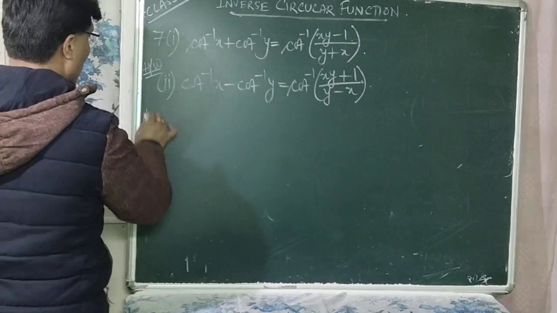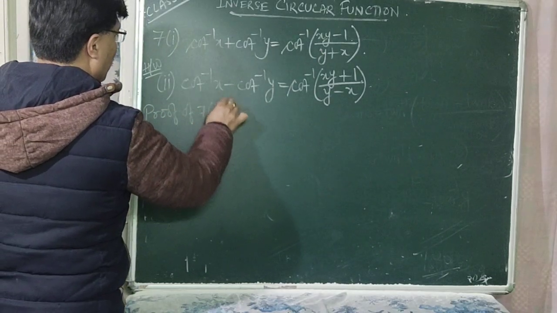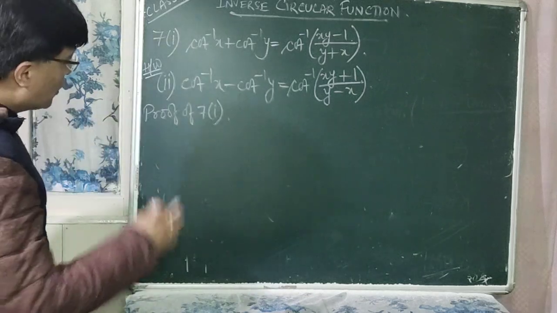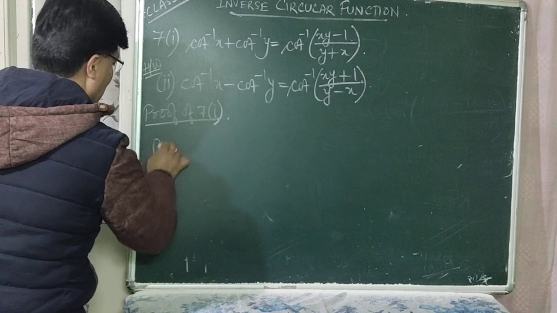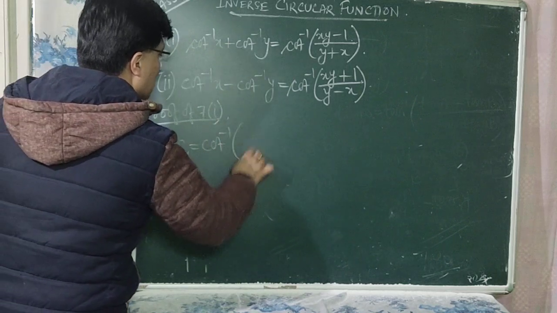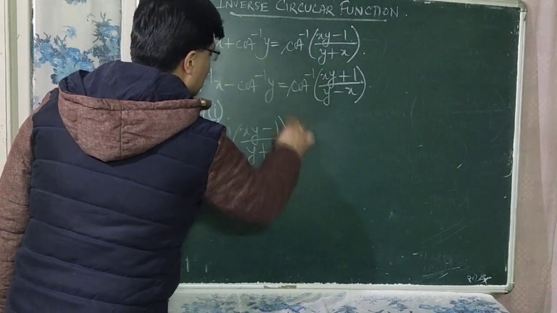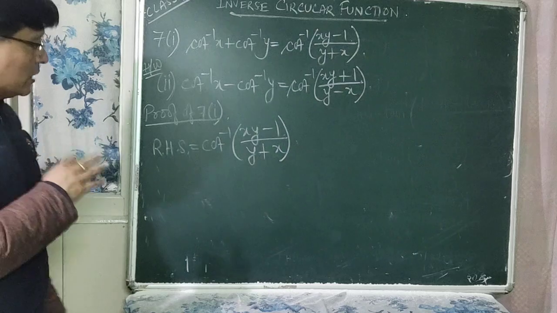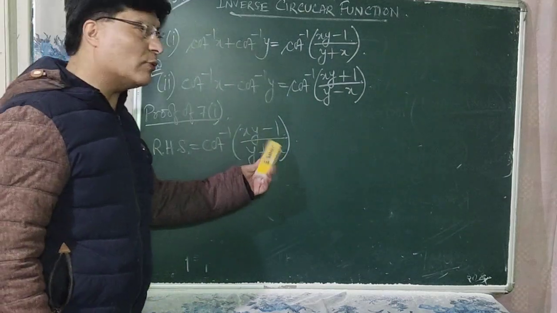Now let us prove it. Proof of 7 number 1. Let us prove it from the right hand side. RHS is equal to cot inverse of xy minus 1 divided by y plus x. So here also you should do the trigonometric substitution, x is equal to cot a, y is equal to cot b.